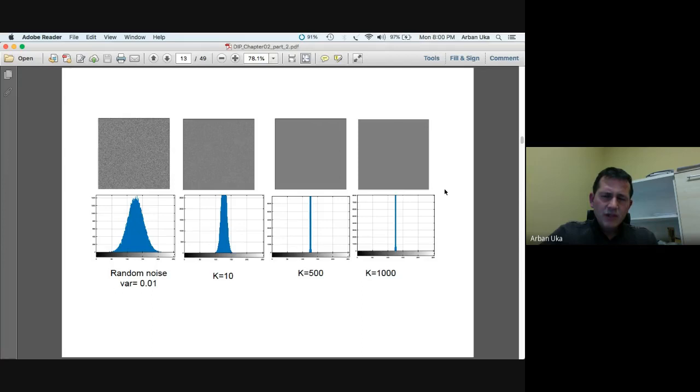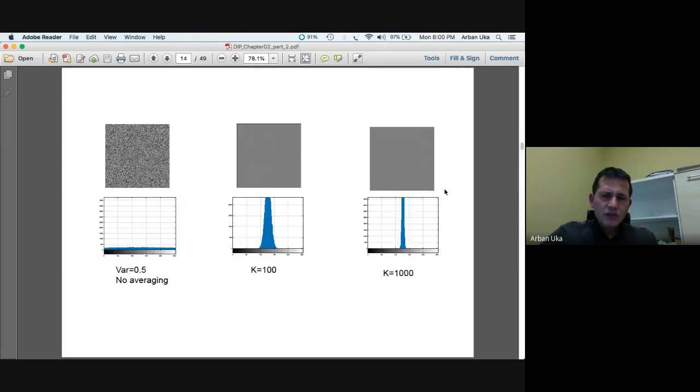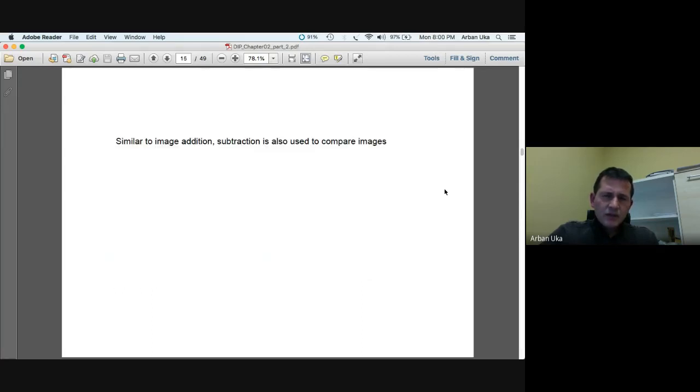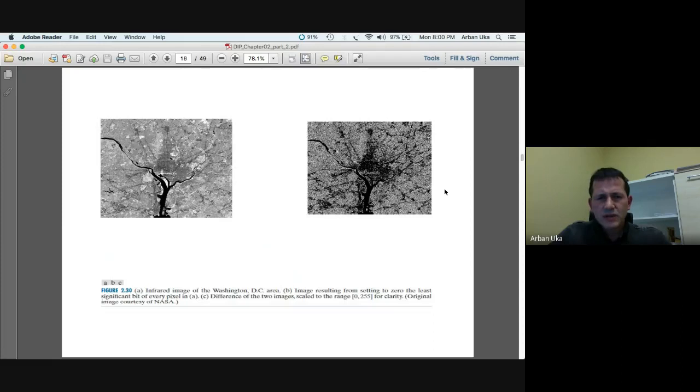With 500, we get a much narrower histogram. With 1000, we get a much narrower one still. So this is what I want from you. I really want you to fully understand how the variance is related to the sigma, how it is related to the different levels of intensities, and how this number of intensities decreases as we are averaging those.